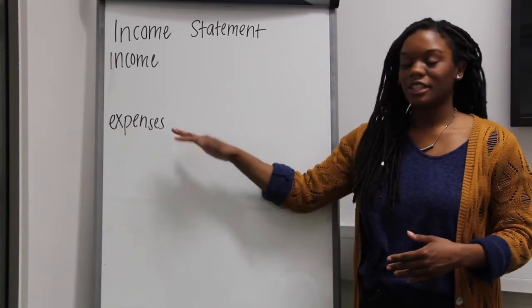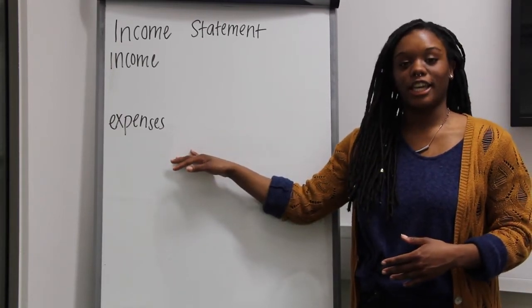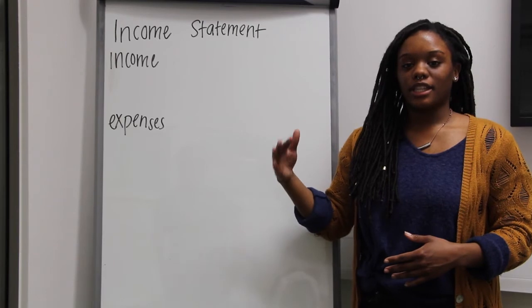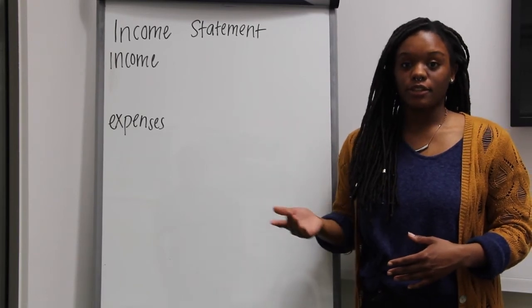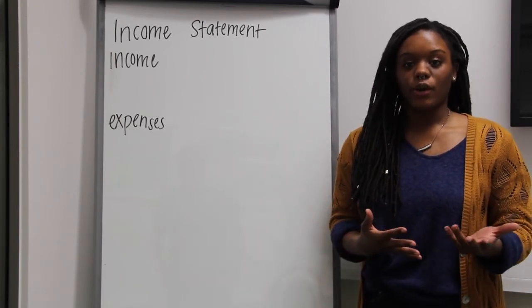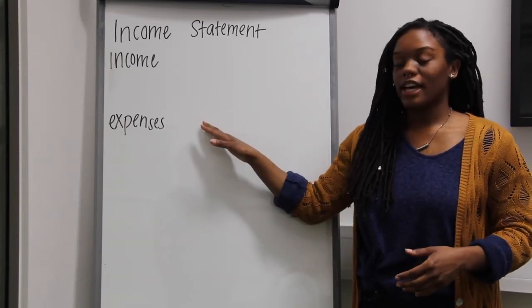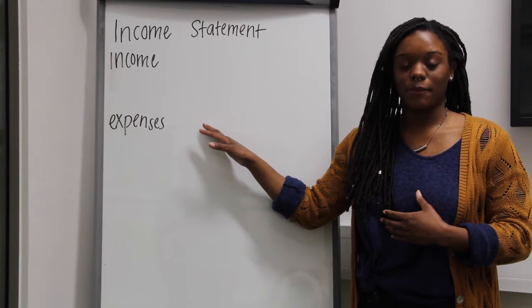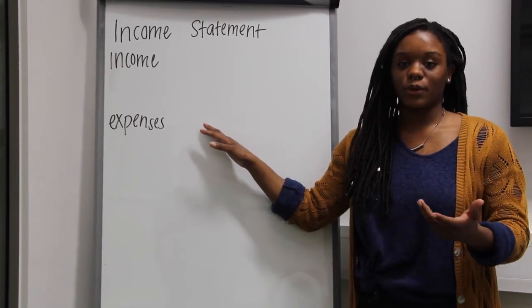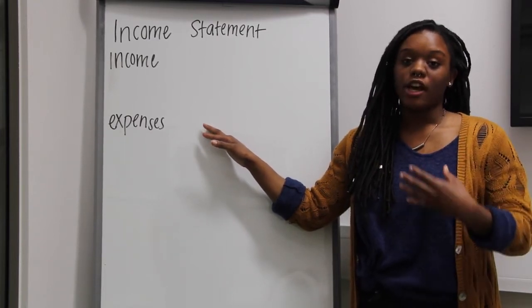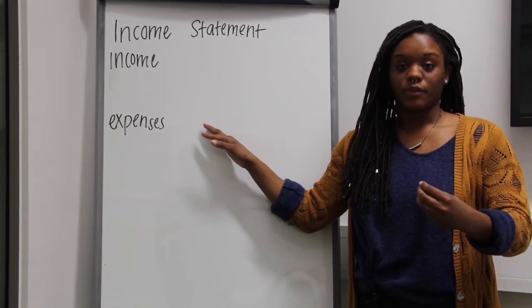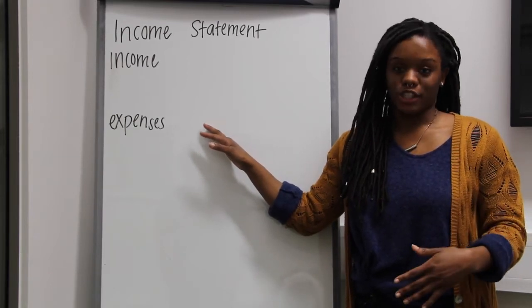The second part is expenses. Expenses are how much you're taking out. Expenses can be things such as utility bills, rent, a car note, things of that nature. So I'm going to use my own personal income statement as an example, and as we're going throughout the rest of this video, you can write on a piece of paper your own personal income statement and balance sheet, all right?